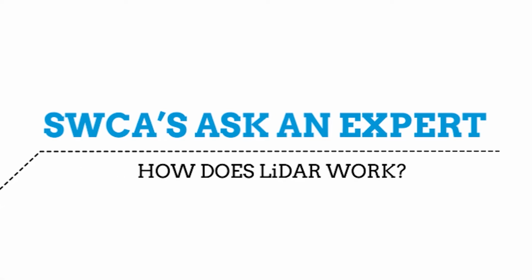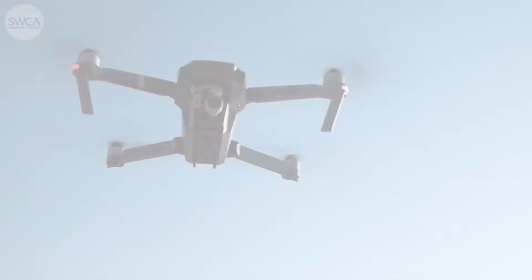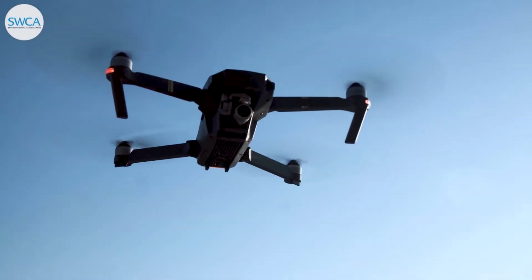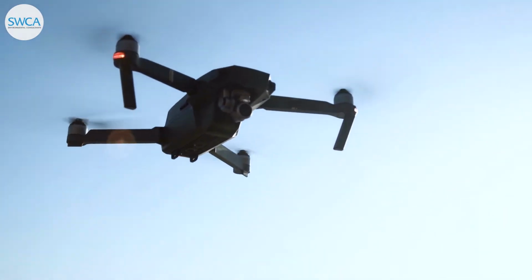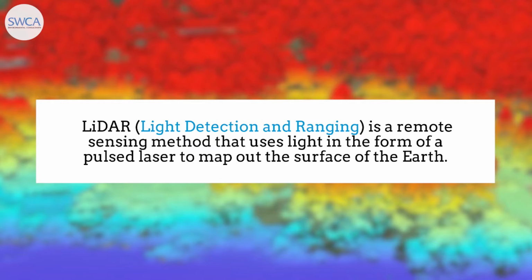LiDAR is what's known as active data integration. So what it does is you have a drone or the satellite imagery that will shoot a laser down. So that's where your LiDAR comes in. Your laser will go through and then it returns back to the sensor. It does that millions of times a second.